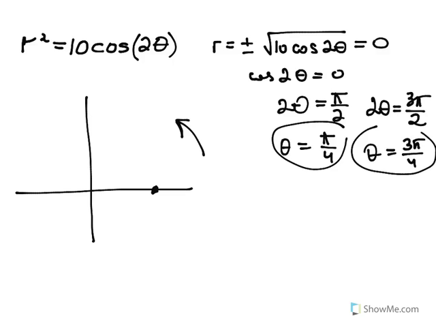Let's say pi over 4. You know what? You can take a better angle easier, so let's say before pi over 4, let's say pi over 6. So this is your pi over 6. But let's see how long your r segment is. Plug it in: 2 times pi over 6 is pi over 3. I'm using this equation. Cosine of pi over 3 is 1/2, 1/2 times 10 is 5, and then you get the square root of 5.